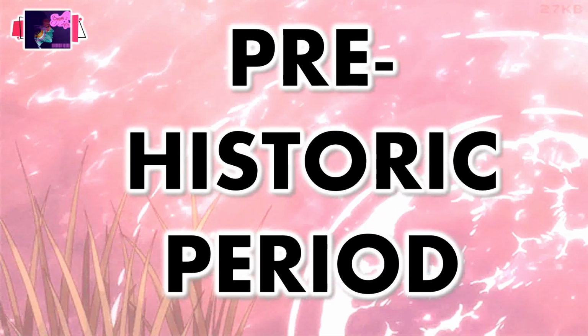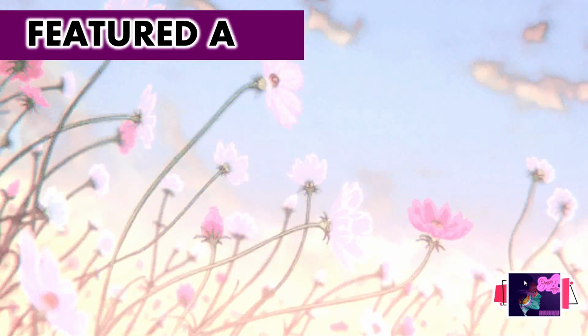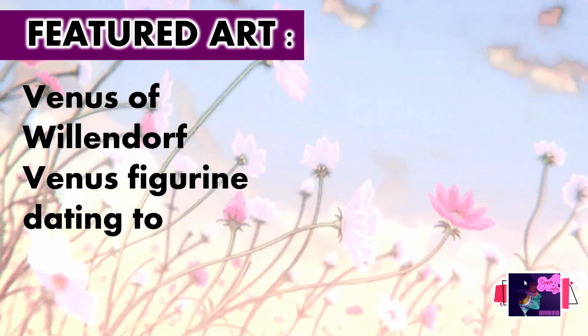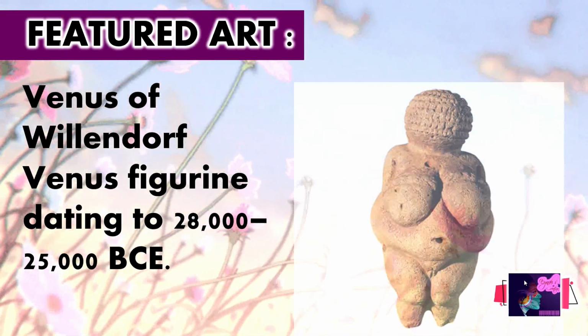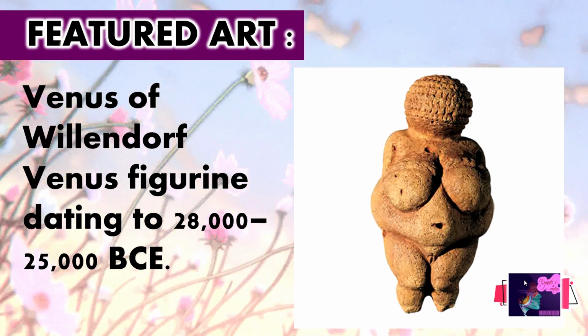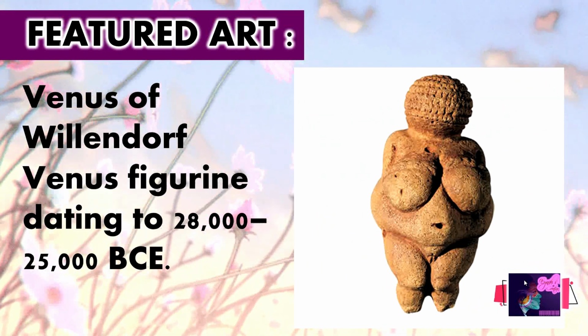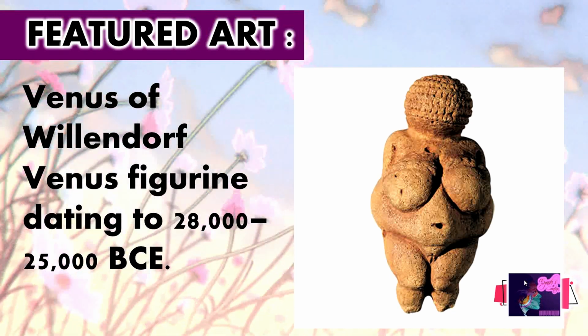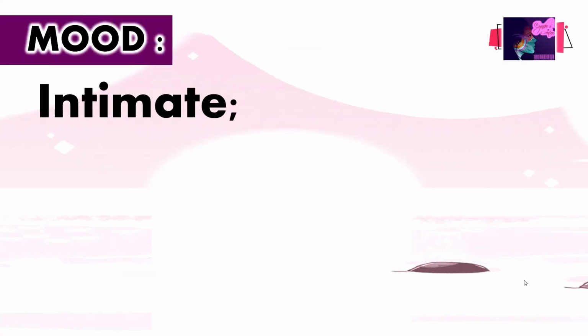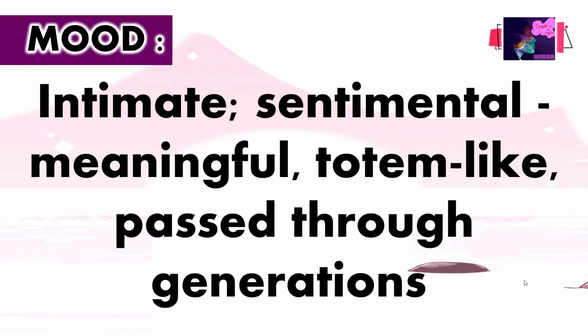Let's start first with the prehistoric period. For our featured art, we have the Venus of Willendorf, or the Venus figurine, dated to 28,000 to 25,000 BCE. Here's how the sculpture looks like. And for the mood, it is intimate, sentimental, meaningful, totem-like, passed through generations.